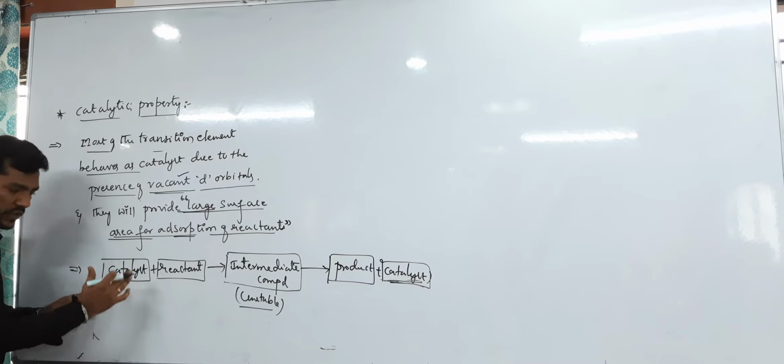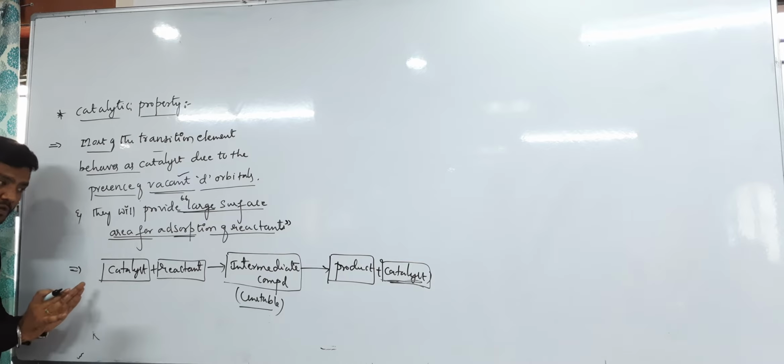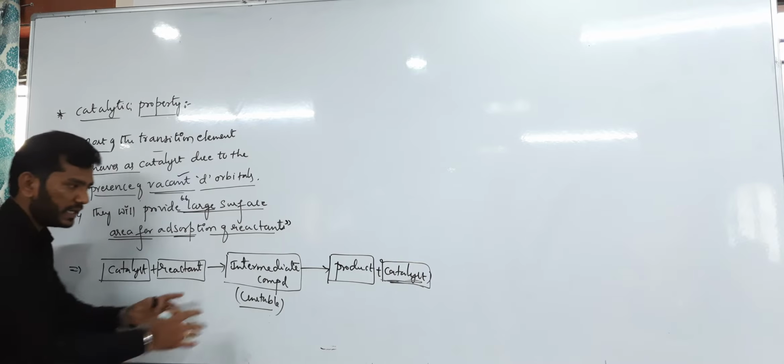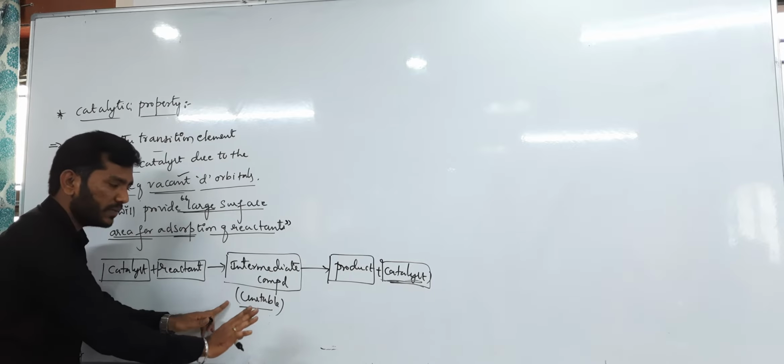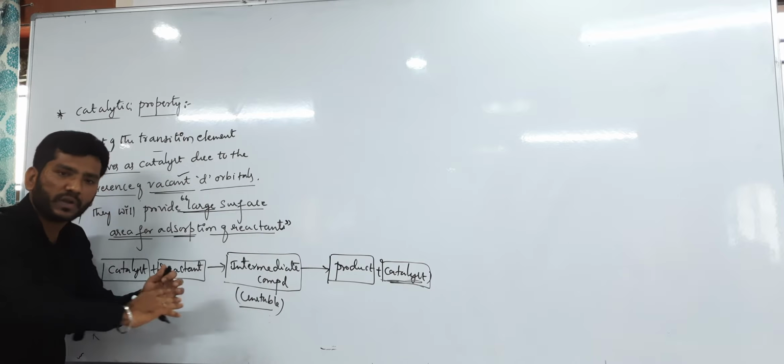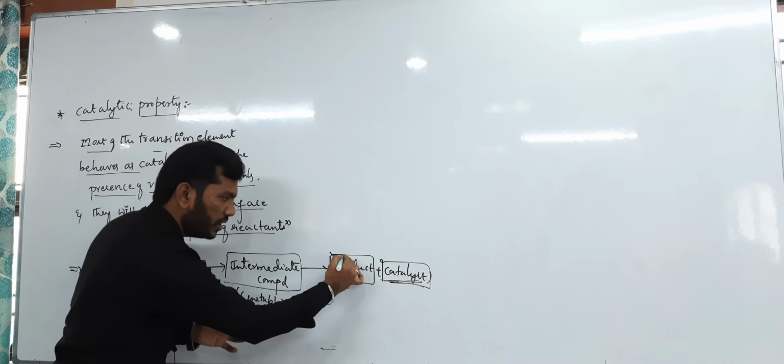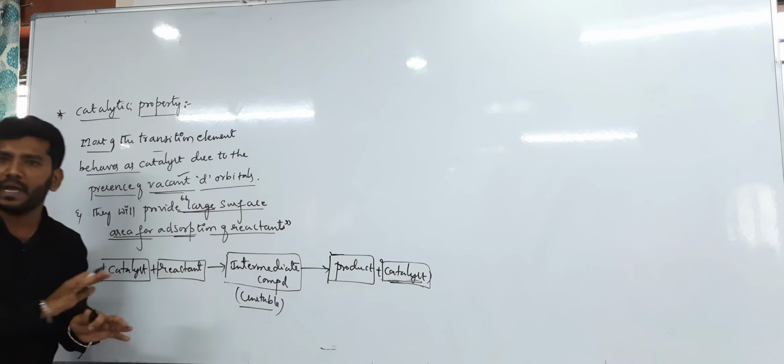Okay, so catalyst will provide larger surface area for adsorption. After adsorption, an intermediate compound is formed which is unstable, and being unstable, it can undergo further decomposition and we get the product, and the catalyst will be obtained back again.